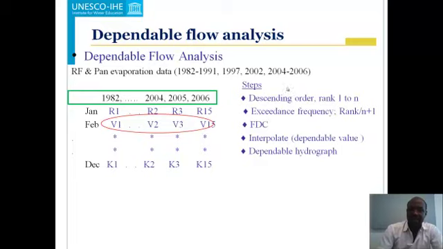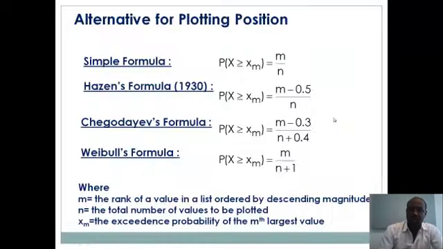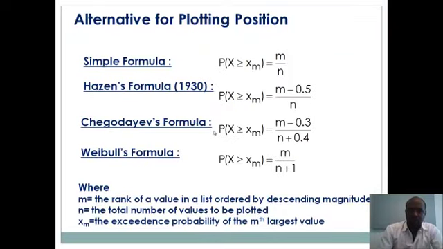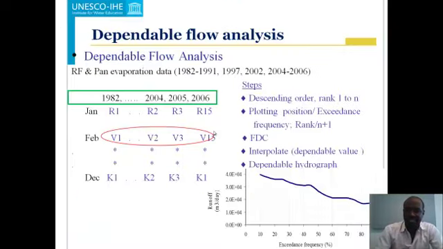And the step which is adopted is just the step that we adopt in dependable flow analysis. First we rank in descending order, and we give it a rank, and then we compute exceedance frequency, that is rank over n+1, or we could have different options like the simple formula, the Hazen formula, the Weibull formula and so on. Selecting any one of these methods, we can find the plotting position, or what we call the exceedance frequency.